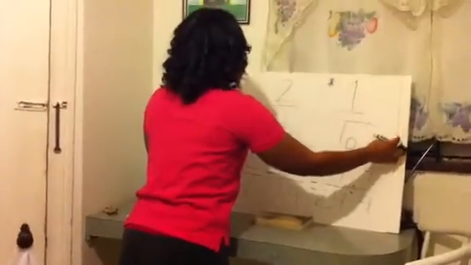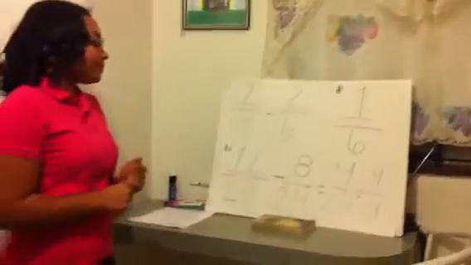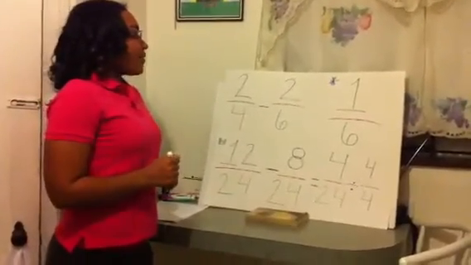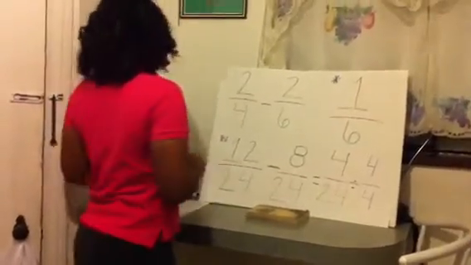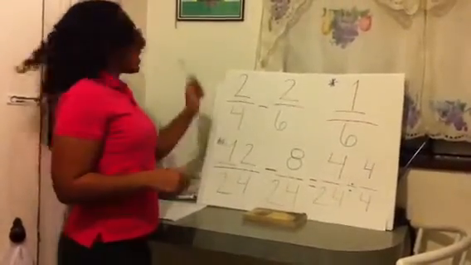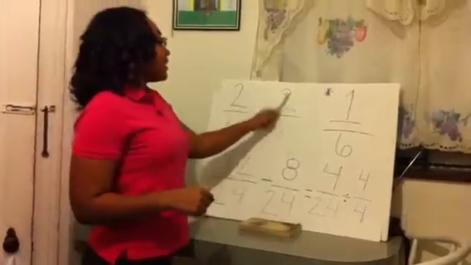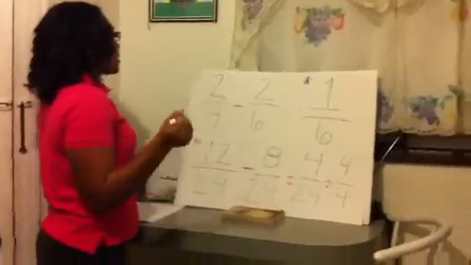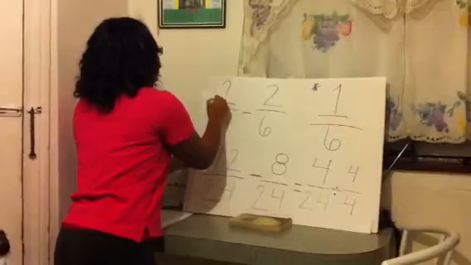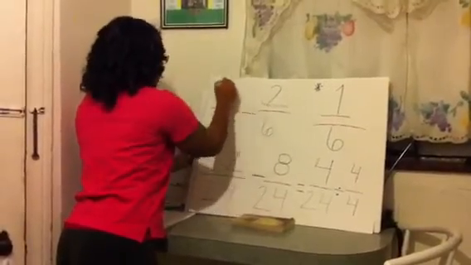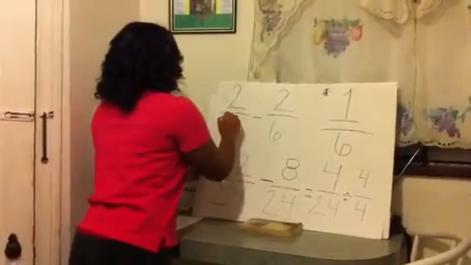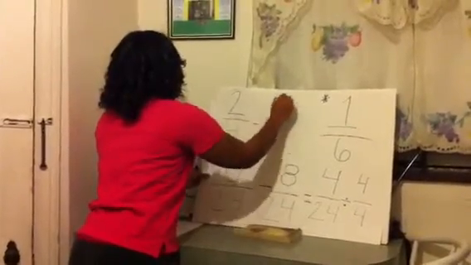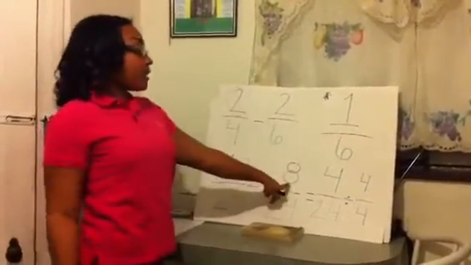Next, we will be subtracting fractions. For this one, I use the crisscross method. So, the crisscross, you have 2/4 subtracting 2/6. The crisscross method, you do 2 times 6, which gives you an answer of 12. Next, you do 4 times 2, which gives you an answer of 8.